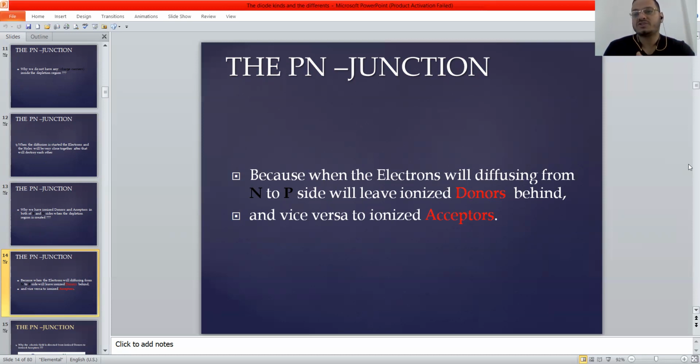When the hole diffusion is starting, what will happen? The holes will leave their acceptor ions behind. That means the main reason we have acceptor ions near the p-type is the hole diffusion.